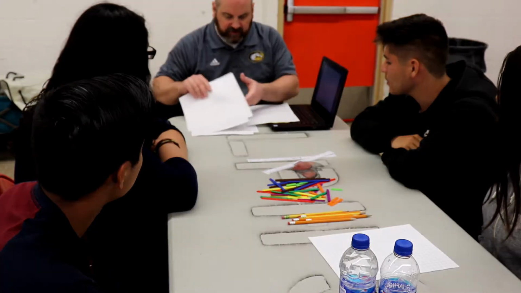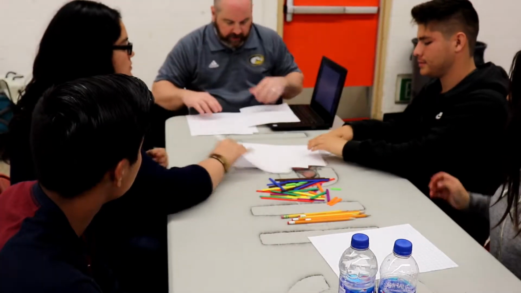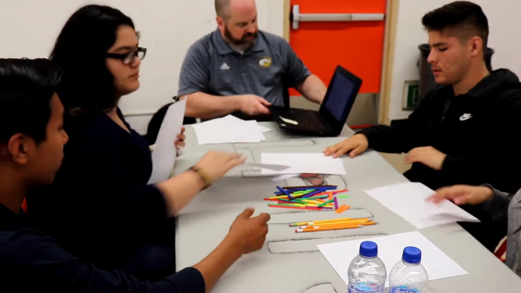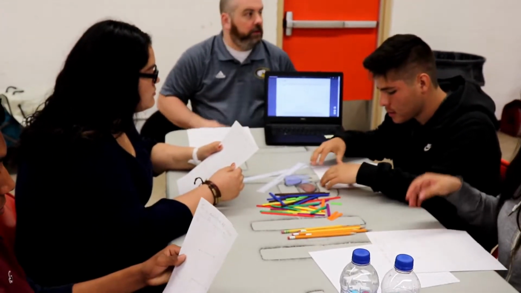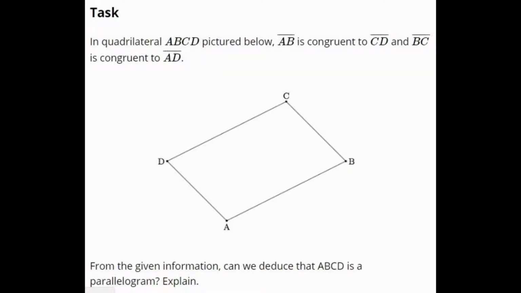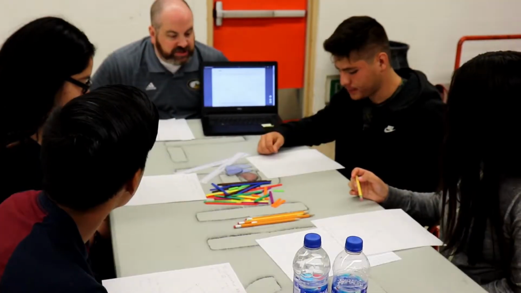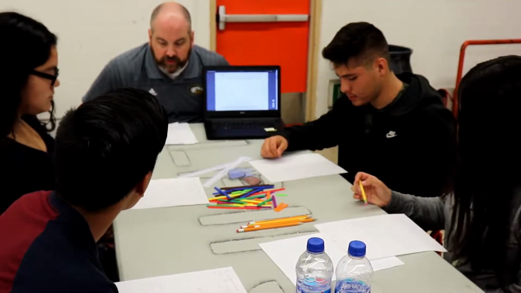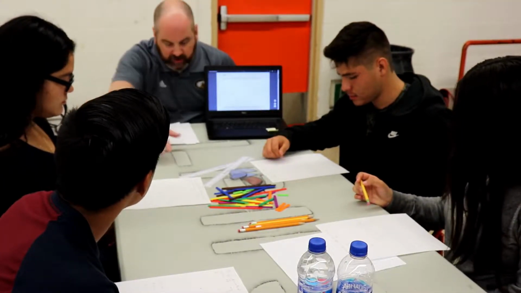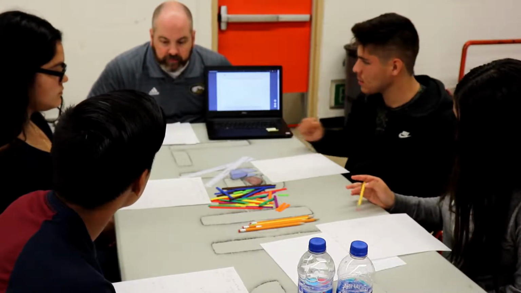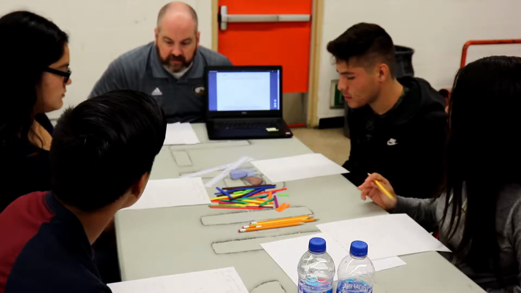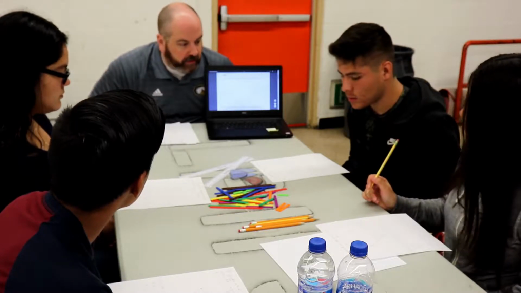Go ahead and read this to yourselves real quick, okay? And then, I got a copy of it here. So the question is, can we deduce from this information that's given, and you see the given information is not too much, can we deduce from this that this is a parallelogram, okay?